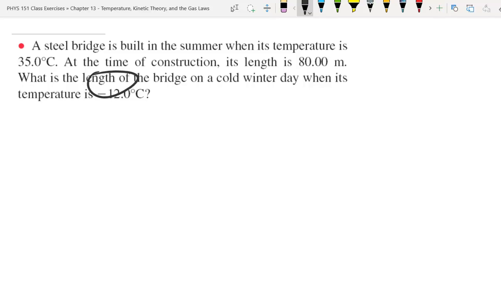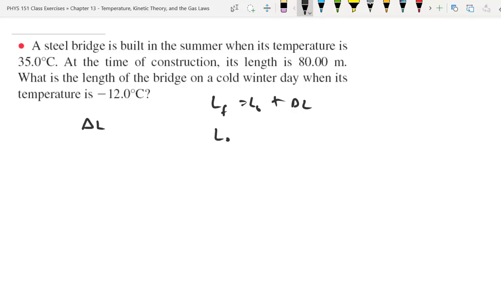So we can use thermal expansion here, right? And we can say our final length, L final, is going to be our starting length plus the change in length. So we know the starting length, L naught, was 80 meters. And so all we really need is delta L, which we can use a thermal expansion equation for here. So, actually, let's extract some of this information that we know.